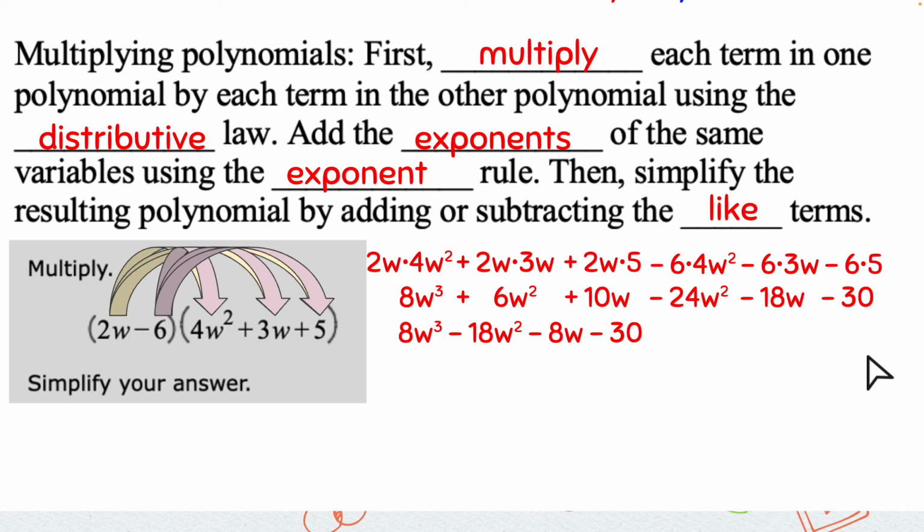So that was operations with polynomials: adding, subtracting, and multiplying. I hope that helped, and I will see you in the next video.